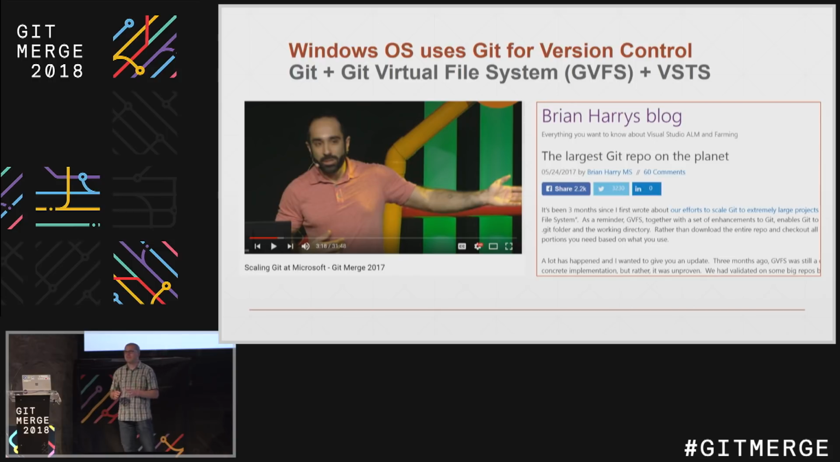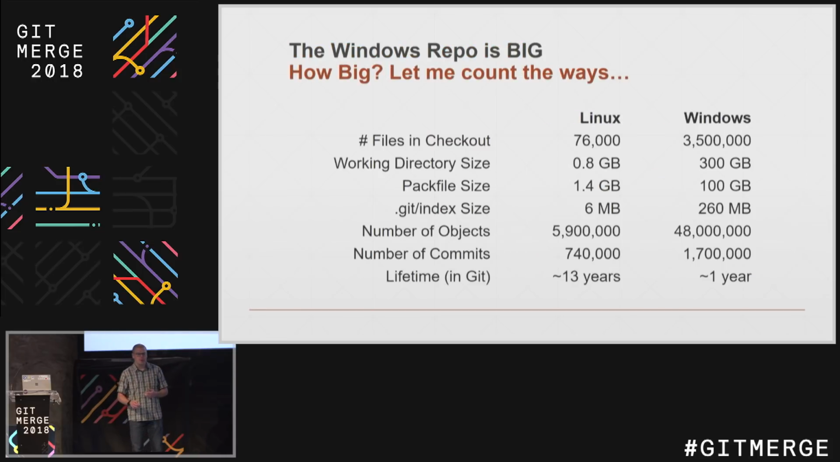No, we're not done. We just made sure that it was possible and that they can do their work. They're not inhibited, but it could be better. The Windows repo is really big, and I just want to, sometimes people say one number, like how big a checkout is, like it's 3.5 million files, it's 300 gigabytes if you were to have it on your local disk.